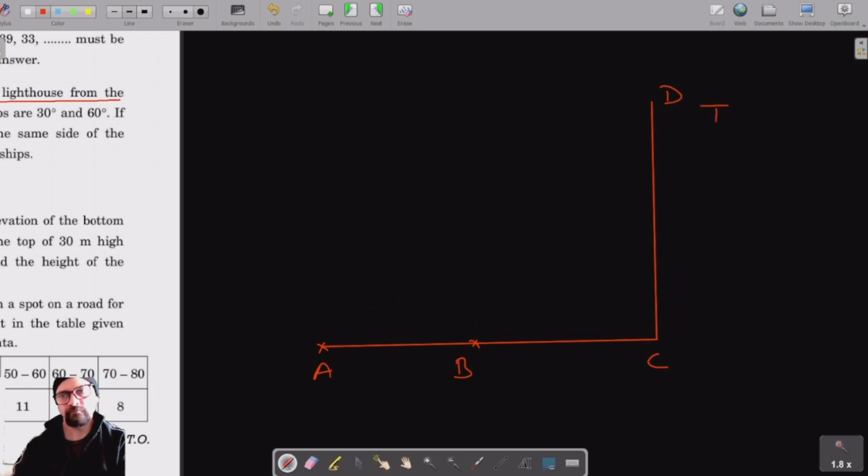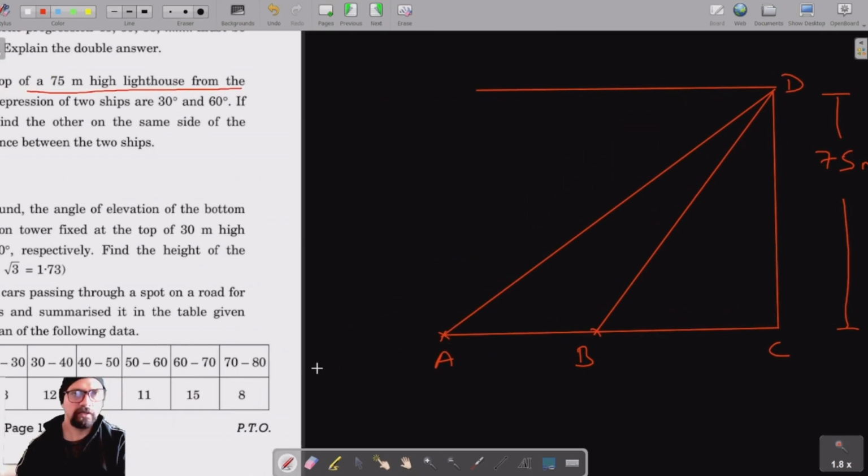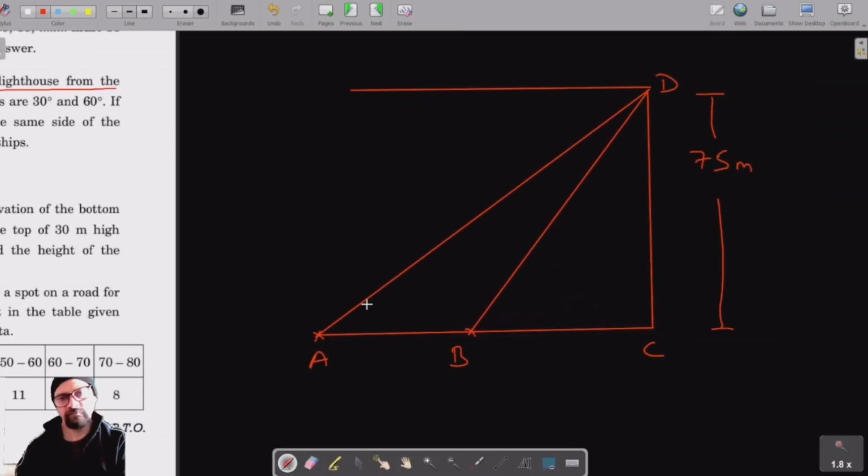CD is the height of the lighthouse, which is 75-meter high, and the angle of depression of the two ships from the lighthouse. So these are the angles of depression of the two ships from the lighthouse, and these are found to be 30 and 60 degrees. So the farther one will be the smallest one. This is 30 degrees, and this one is 60 degrees.